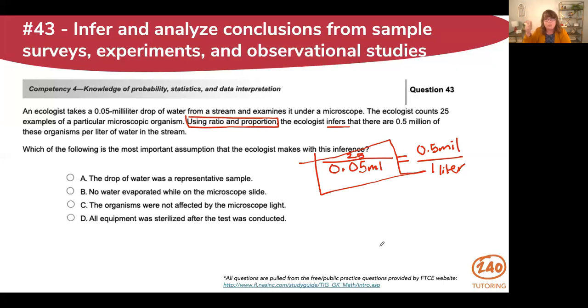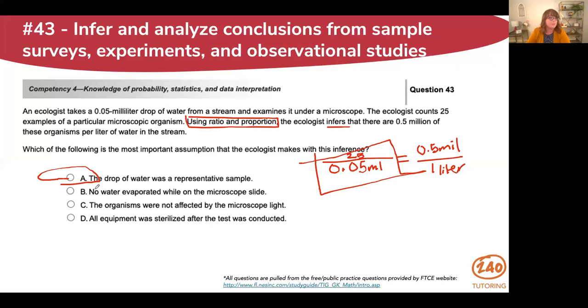So should it be a light bulb going off that this is a sample? So let's look at this. The drop of water was a representative sample. Guys, I'm going to go ahead and tell you that is the correct answer. And it's storming so bad here. My pen and mouse and internet are all sketchy. So bear with me while that mouse hesitates just a little bit.